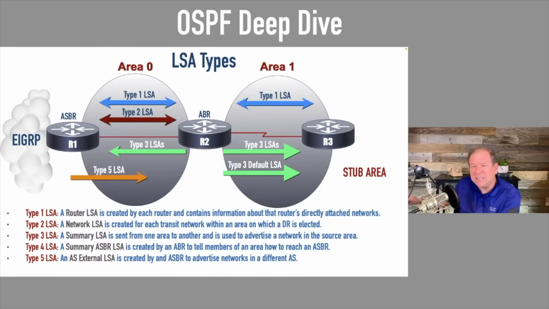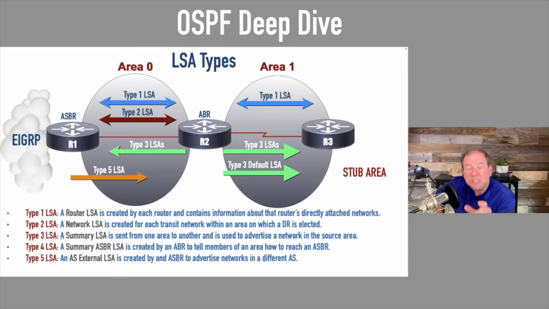So instead of advertising like a dozen type 5 LSAs into area 1 and making its database bigger, wouldn't it be more efficient to just send what's called a type 3 default LSA? A default LSA says, hey, if you don't have a specific route in your database for what you're trying to reach, go to R2. That's your default. That's who you're going to go to with your default LSA.